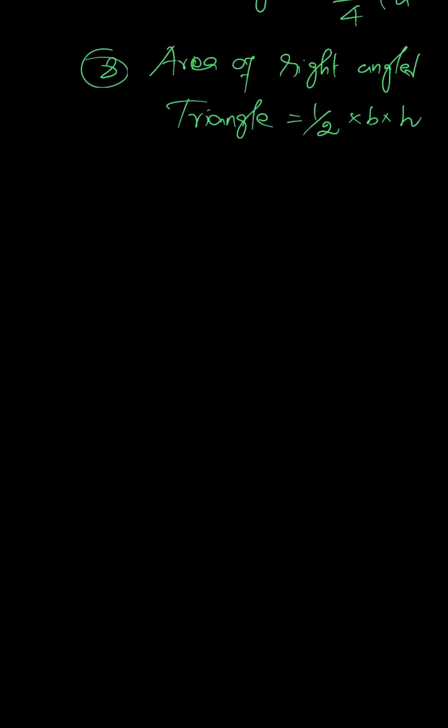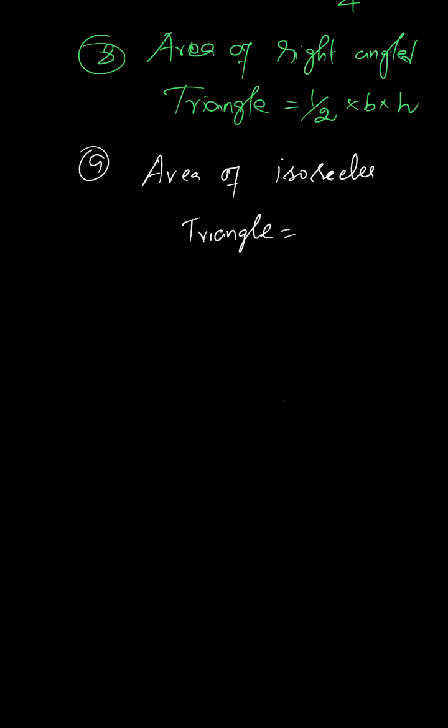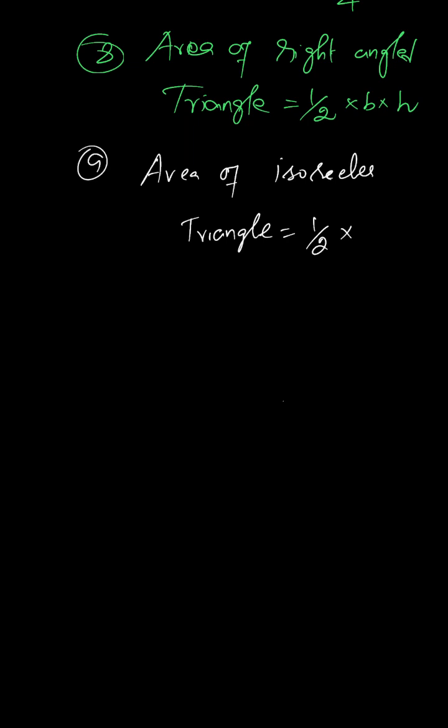Next, area of isosceles triangle. 9th one is area of isosceles triangle. This is equal to half into a square, because inge height to base equal irukum. So sum isosceles triangle na two sides are equal liya. So formula number 10.